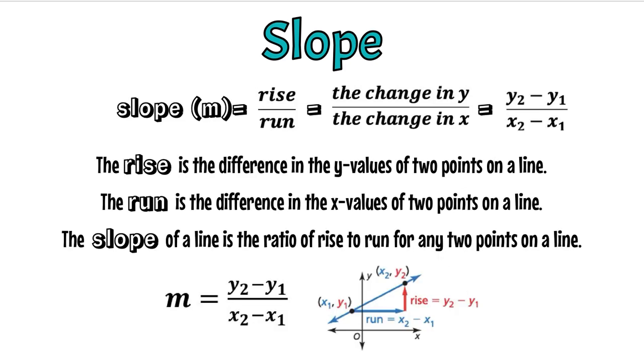So the rise is the difference in the y values of 2 points on a line. So if we look at our point here and our point here, we see the rise is there. And the run is the difference in the x values of 2 points on a line. So if we look at our 2 points here, we see that the difference in the x value is here. And then the slope of the line is the ratio of that rise to run for any 2 points on a line. And that's where we get this equation m equals y2 minus y1 over x2 minus x1.